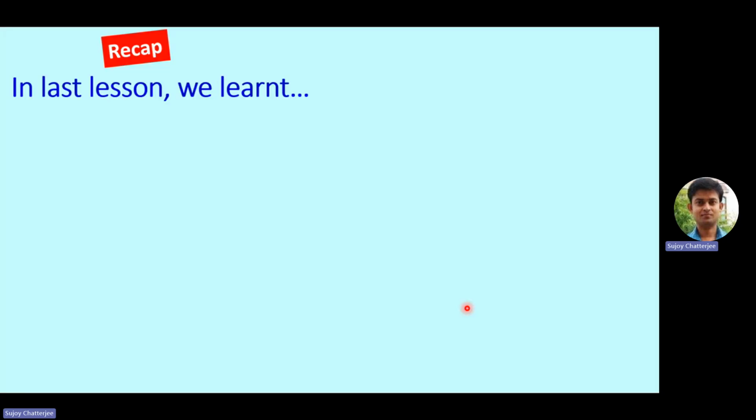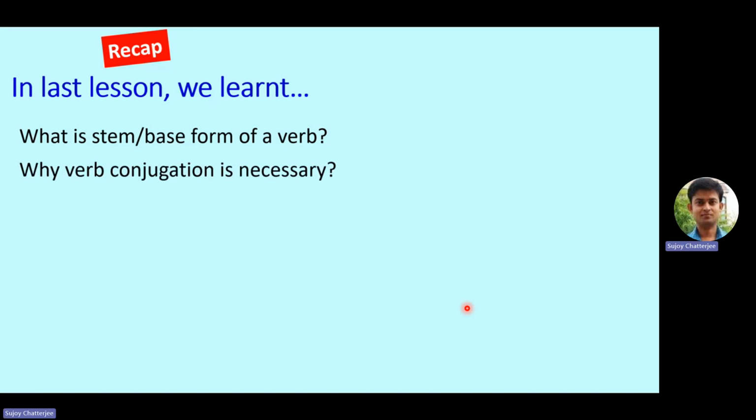So first, we will do some recap of the last lesson because today's lesson is completely dependent on the previous lesson. That means the prerequisite of today's video is the previous video. So my suggestion is, if you have not watched the previous video, then please do so, so that you understand today's lesson in a better manner. In the last lesson, we learned about several things. Let's summarize them. What is a stem or a base form, which is also called the plain form of a verb? Why verb conjugation is necessary, in which we talked about the requirement of tense and several other things.